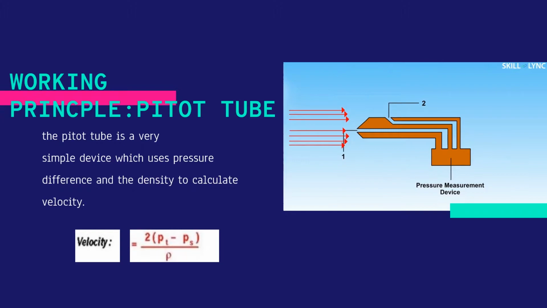From these two pressures and the density from the previous sensor, we can calculate the velocity using the fluid mechanics equation, which is the square root of 2 times (pressure 1 minus pressure 2), divided by density. So these are the working principles of the pitot tube and the radio altimeter, and we apply them in our program.